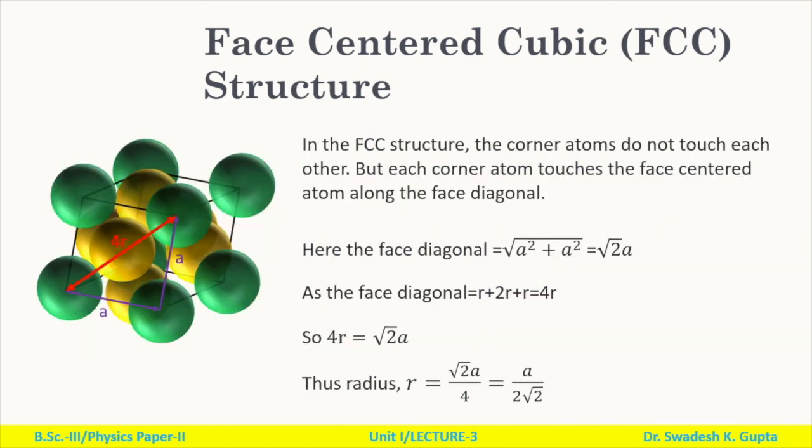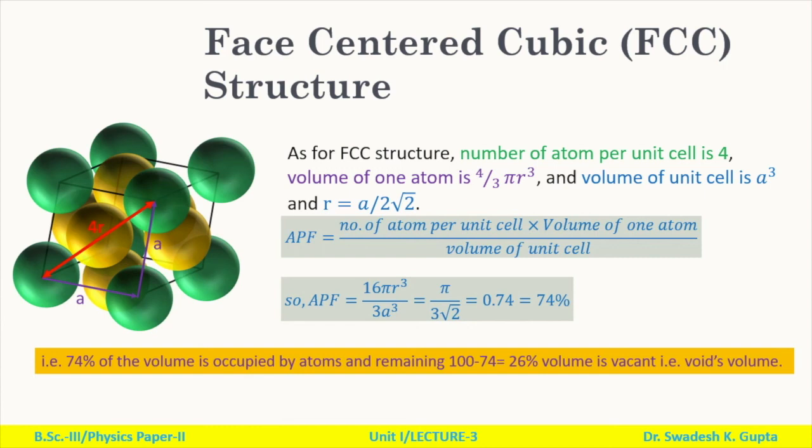Now, to calculate the radius of the face centered atom, as you can see, the lattice constant is a, and the face diagonal is equal to 4r, and also the face diagonal is equal to root 2 a. So the radius of this atom will be a by 2 root 2. So from here, if we calculate the atomic packing factor, we will get 74%, which means that 74% of the volume of the unit cell is occupied by the atoms, and the remaining 26% is vacant.